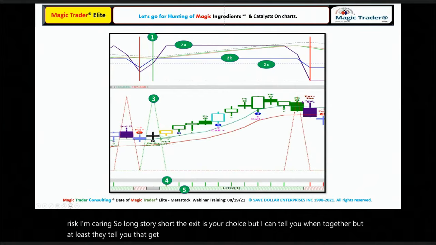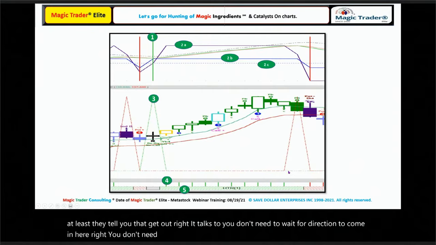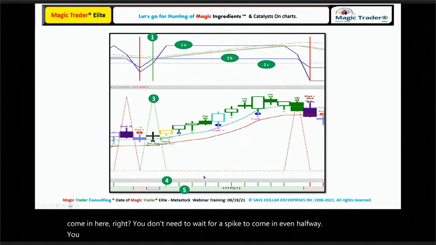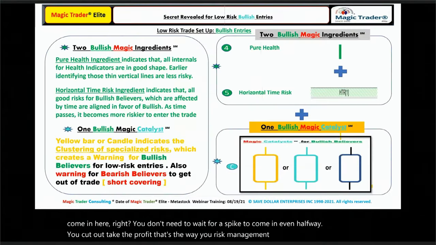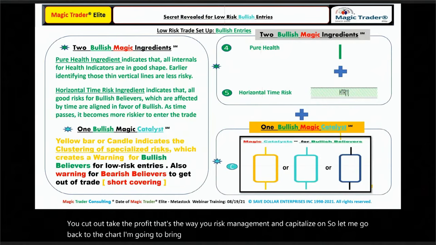It talks to you. You don't need to wait for direction to come in here, right? You don't need to wait for a spike to come in, even halfway. You get out, take the profit. That's the way you risk manage it and capitalize. So let me go back to the chart. I'm going to bring the chart and then we're going to come to this slide.